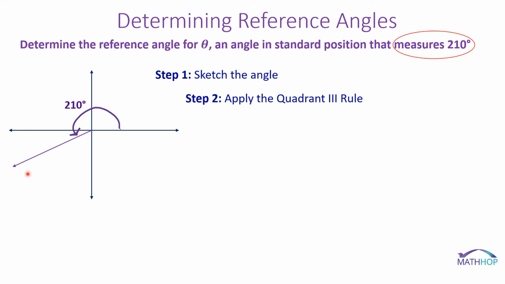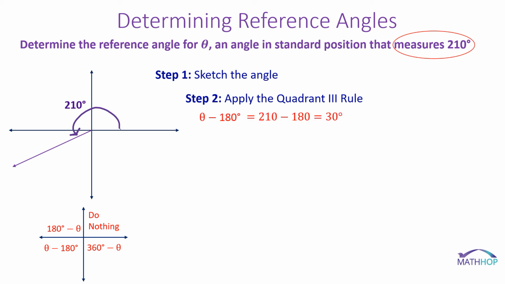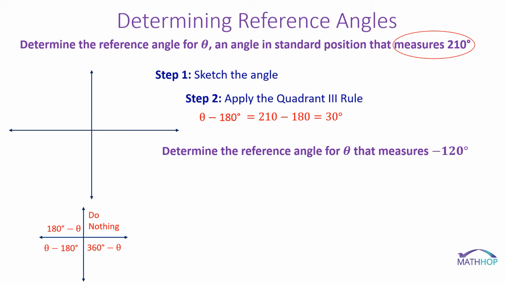Remember, the quadrant 3 rule was the angle minus 180. So we have: do nothing, 180 minus theta, theta minus 180, 360 minus theta. So I'm in quadrant 3, angle theta, 210 minus 180. If I apply that rule, 210 minus 180 is 30 degrees.